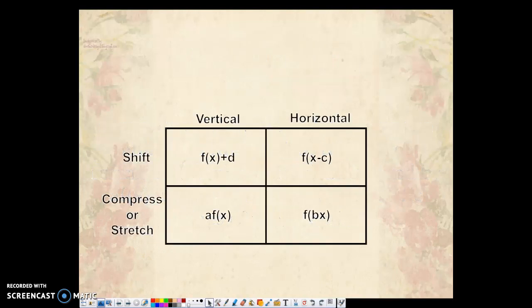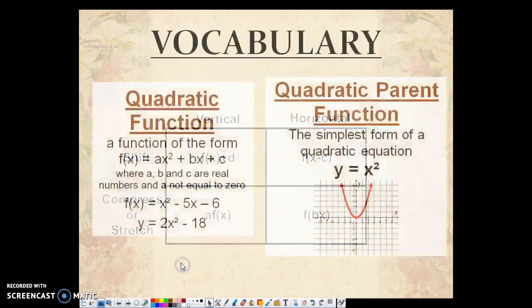Okay, so this is a little cheat sheet. I want you to pause this video and write this down, okay? So if it's a vertical shift, that means the d is going to be on the outside. Whatever change is happening is going to be on the outside. Whenever it's a vertical compression or stretch, that means that it's going to be multiplied on the outside. Whenever it's a horizontal shift, the change will be on the inside, and whenever it's a horizontal compression or stretch, the multiplication will be on the inside.